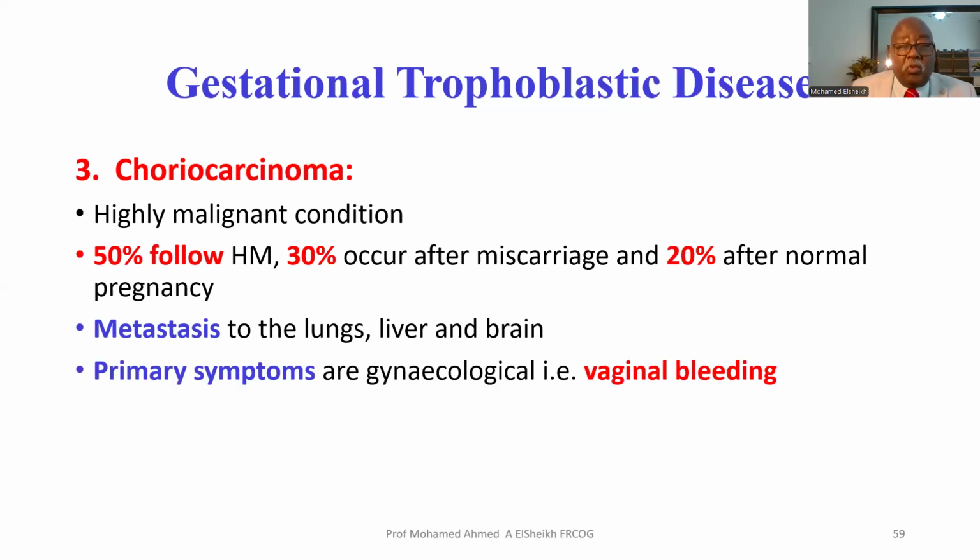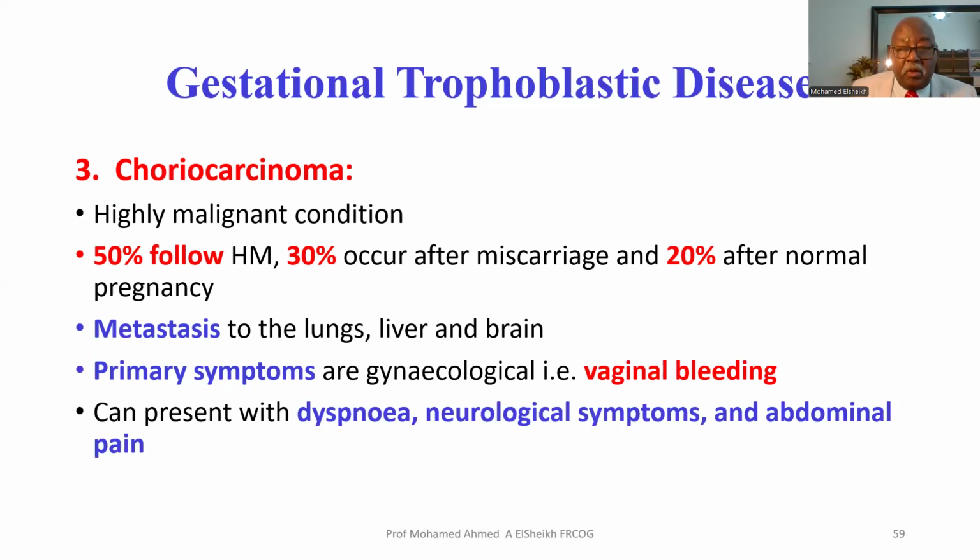Metastasis goes to the lung, the liver, and the brain. The primary symptoms of it are gynecological, and it's usually vaginal bleeding. It can present with dyspnea, neurological symptoms, and abdominal pain.